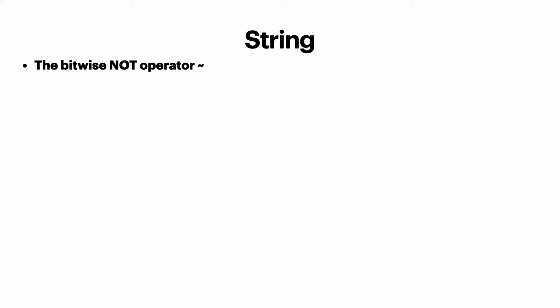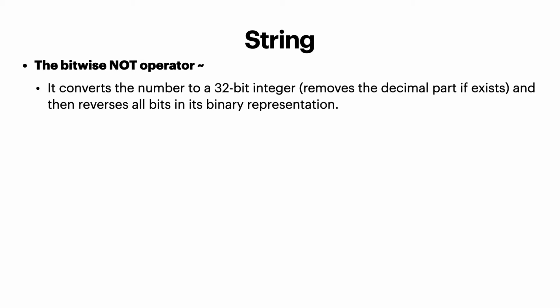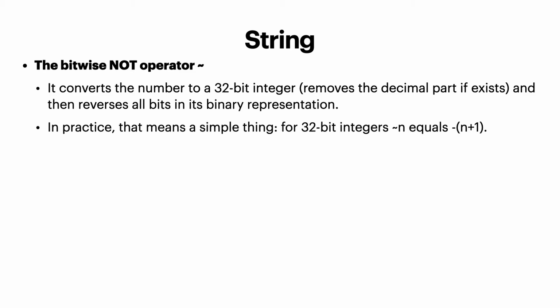Let's talk about the bitwise not operator. One of the old tricks used here is the bitwise not operator. It converts the number to a 32-bit integer, removes the decimal part if it exists, and then reverses all bits in its binary representation. In practice, that means a simple thing: for a 32-bit integer n, ~n equals -n - 1.